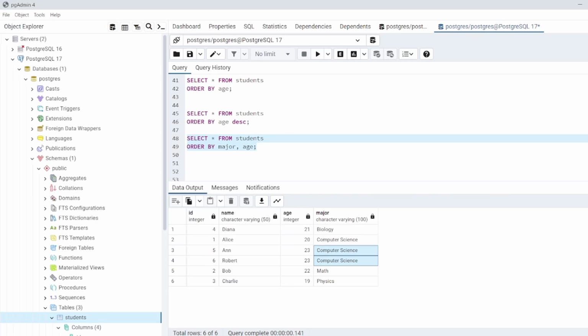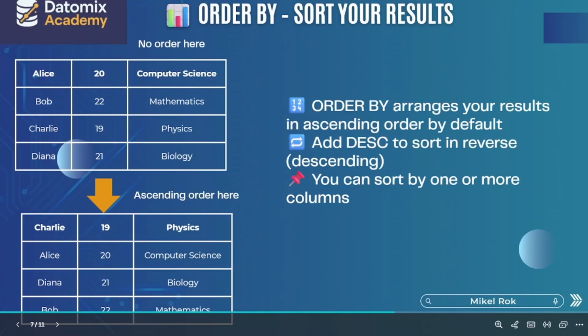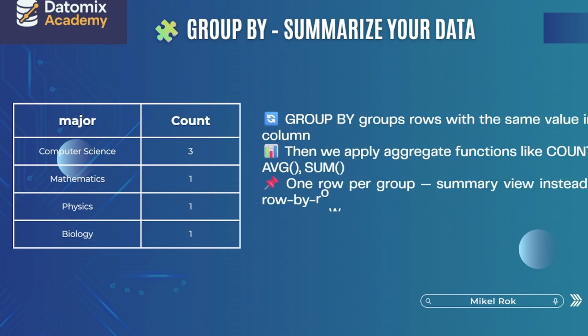Now this is one of my favorite tools in SQL, group by. What does group by mean? The group by clause is used to group rows that have the same value in one or more columns, so that you can apply aggregate functions like count, average, sum to each group. It's basically how we summarize data. Let's say we want to know how many students are in each major.